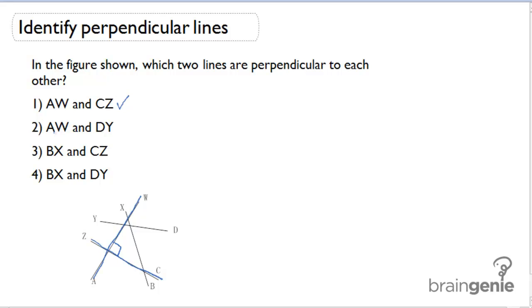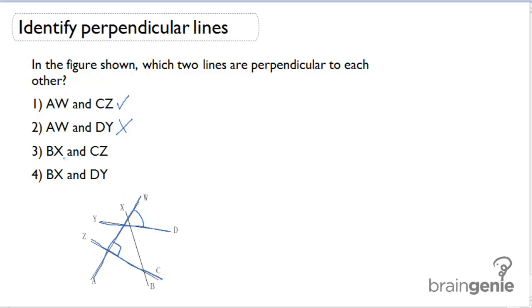Let's look at answer choice 2, AW and DY. AW is that same one I already showed in blue, and DY is this line right here. If I look at this angle right here between AW and DY, that angle looks to be acute, which means that those lines are not perpendicular.